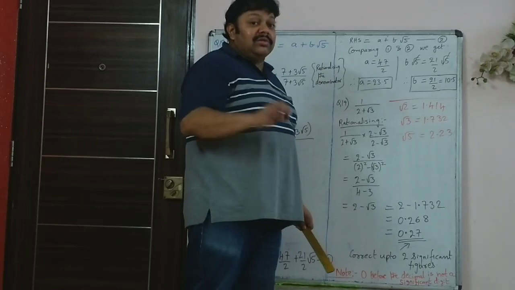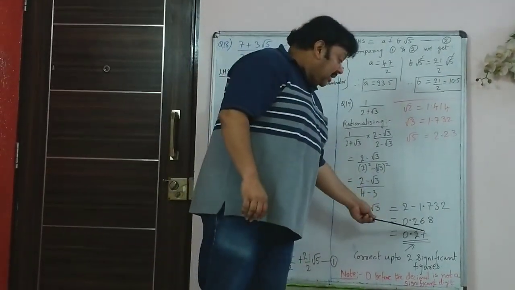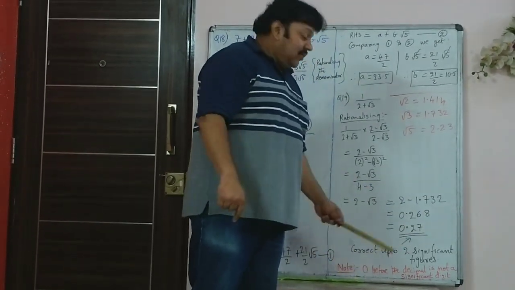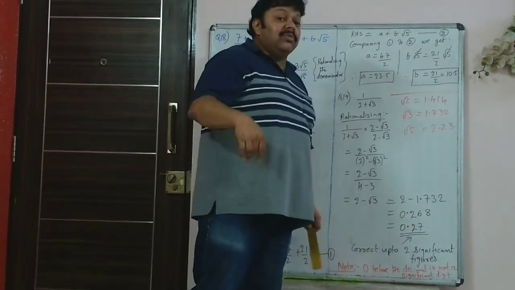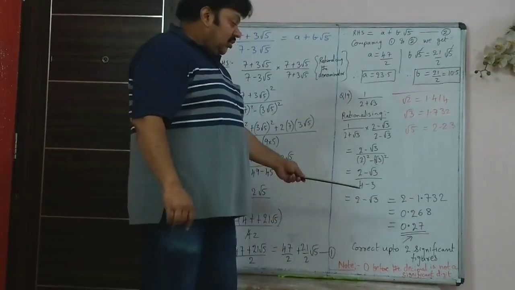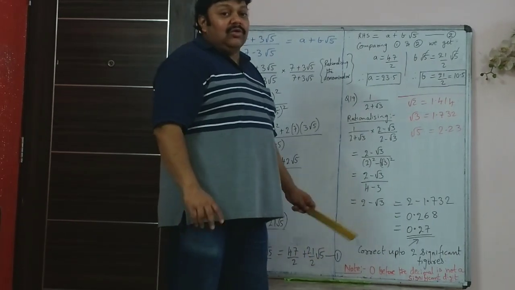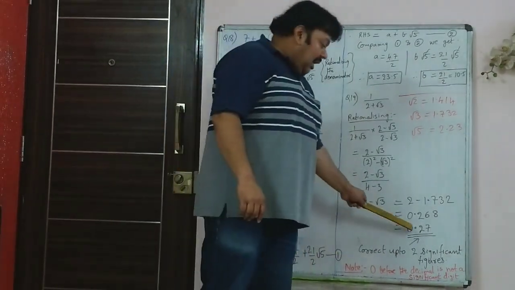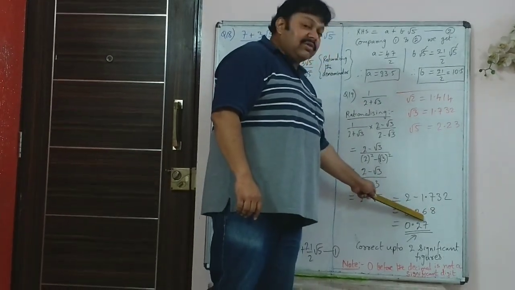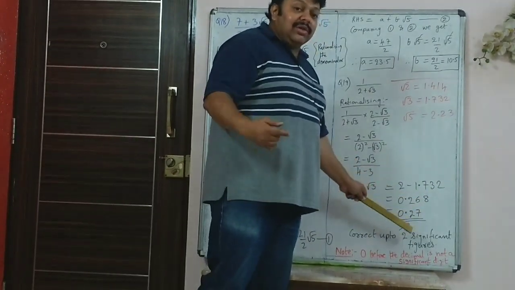But the question says to find it correct up to two significant digits. So this 0.268, because the third decimal is 8, more than 5. If it is 5 or more than 5, you will increase the second decimal place by 1. So the answer will be 0.27. Now 0.27 is correct up to two decimal places. You are told two significant figures. After the decimal, these were three significant figures. So I rounded off the second one. I made it 6 plus 1, 7, because the third number was 8.